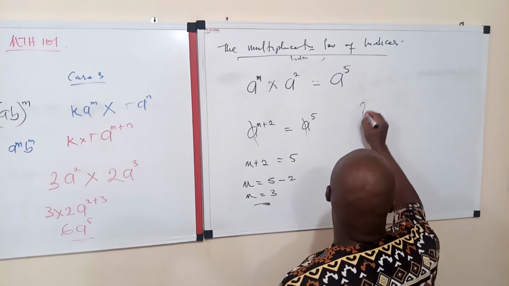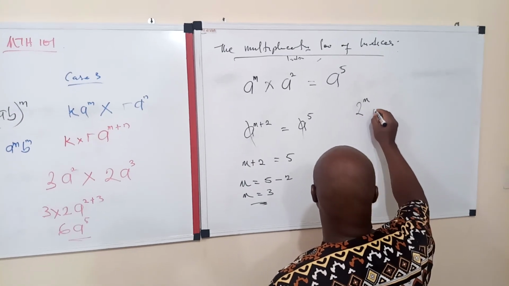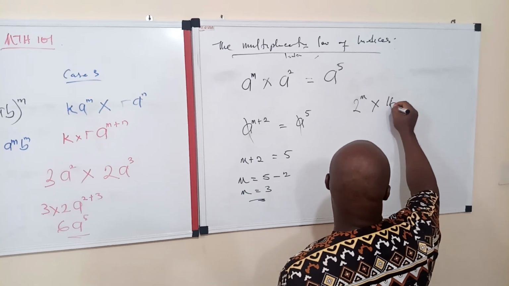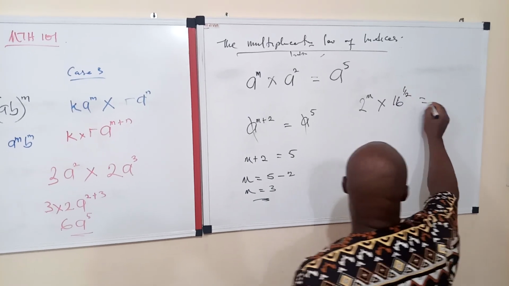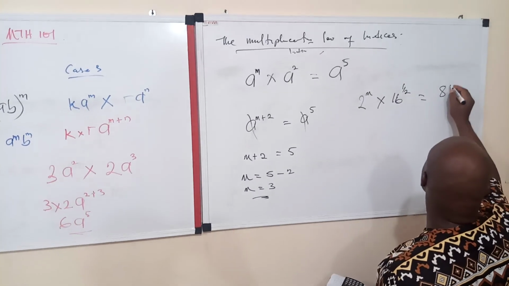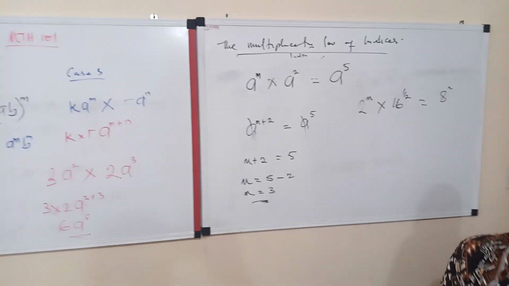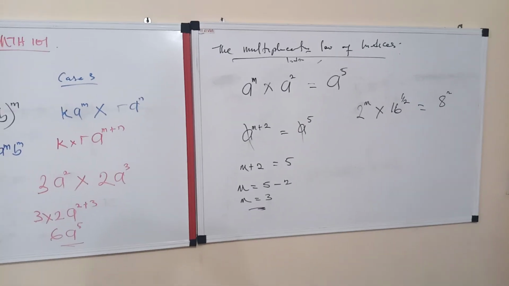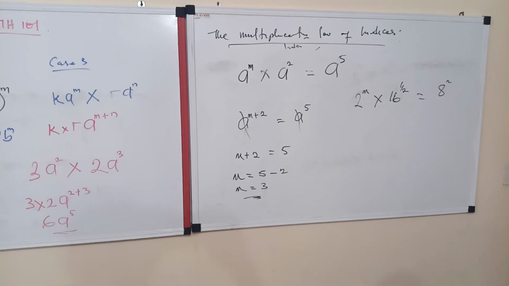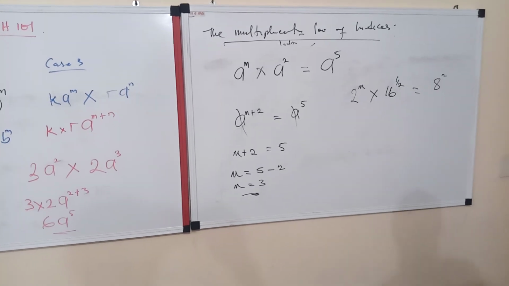Let's consider another case, say 2 raised to power m times 16 raised to power 1/2 is equal to 8 raised to power 2. Now if we have this kind of problem, how do you resolve it? This is also indices.